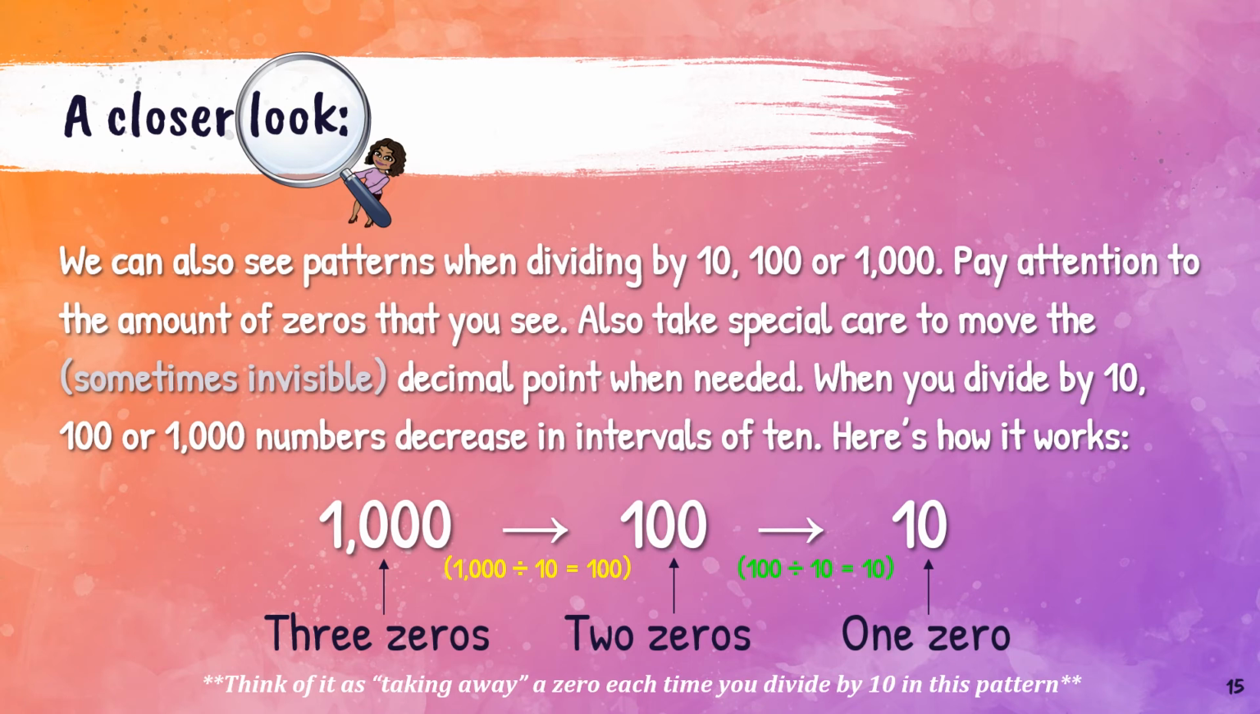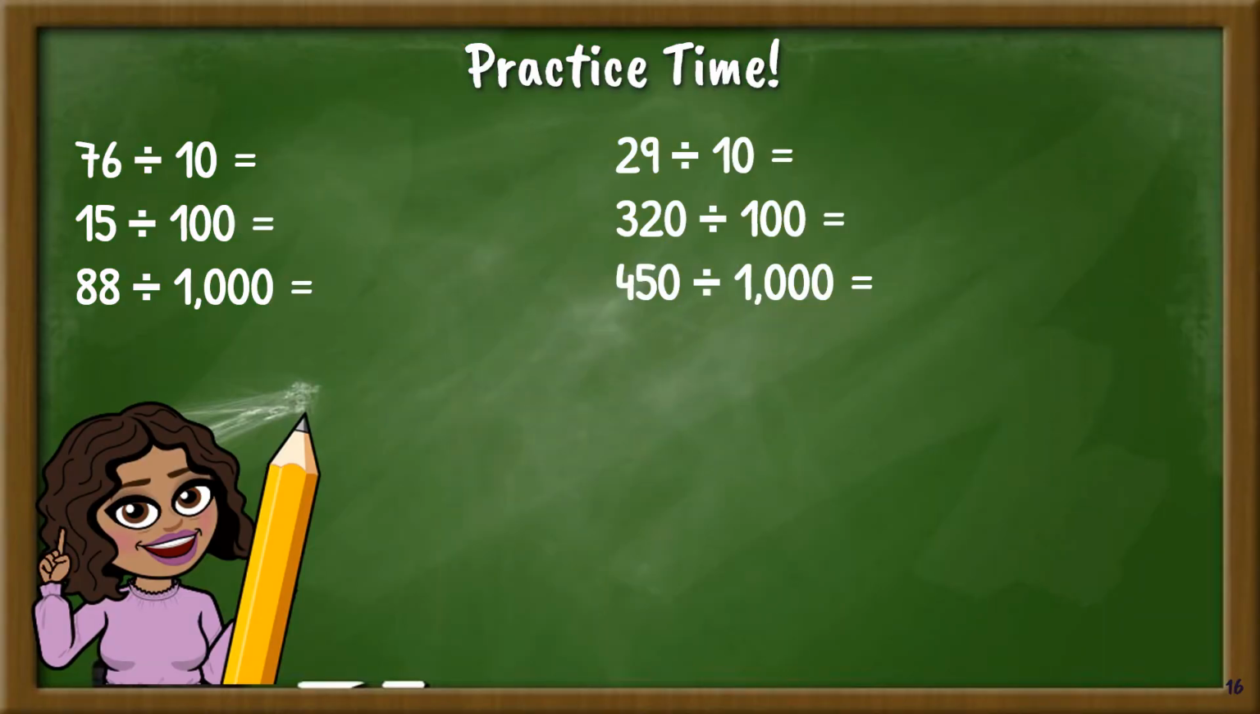So 1,000 divided by 10 gives us a quotient of 100. And 100 divided by 10 gives us the quotient 10. To make it simple, think of it as taking away a zero each time you divide by 10 in this pattern. Are you ready for another round of practice?